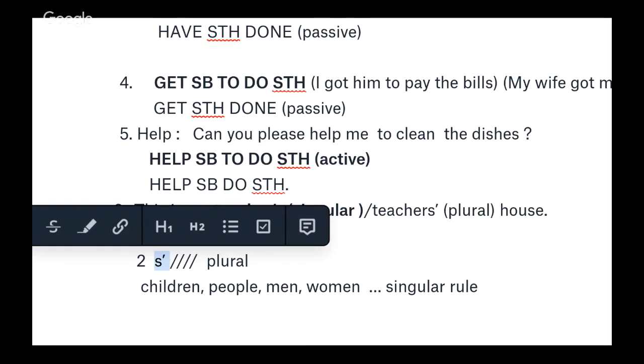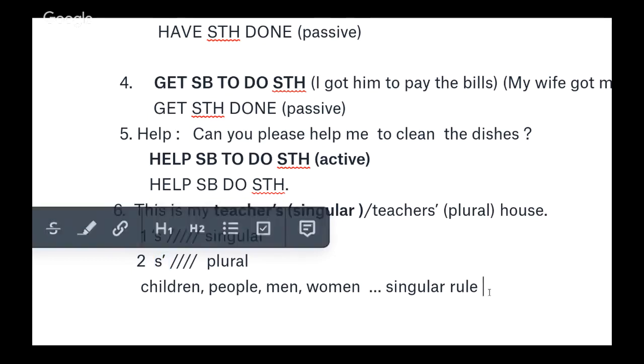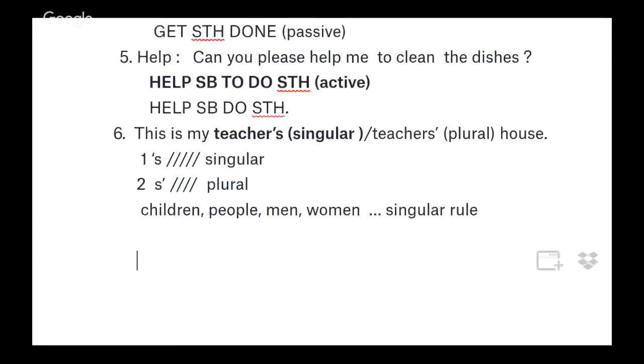Okay. Now this makes me come to the last rule for today's grammar session. Let's put it here, number 7, and then we'll be done with this.